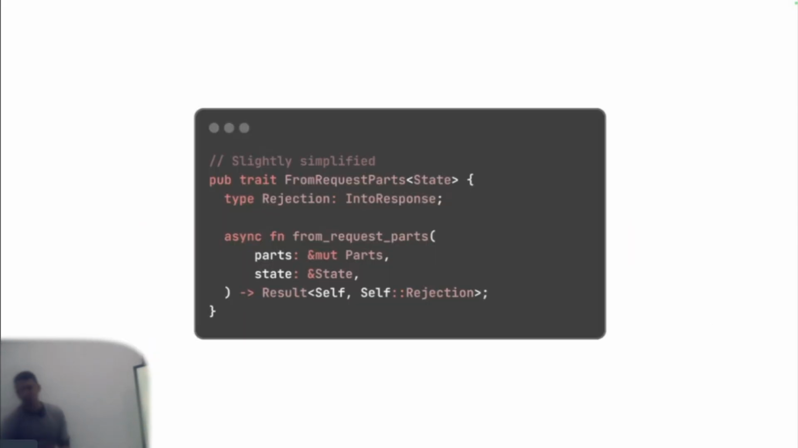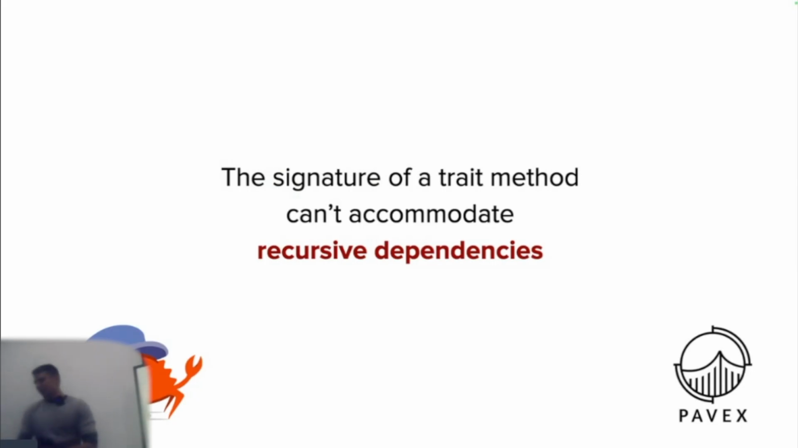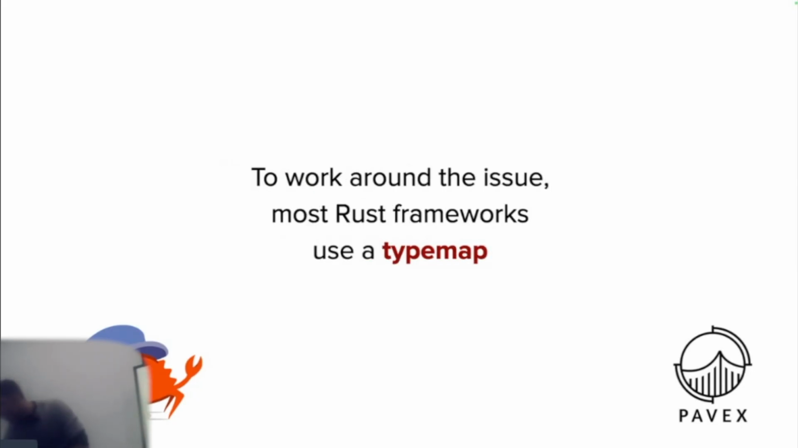Now, if we go back to the definition of the trait, which is right here, this allows you in the request handler to inject a bunch of types. But you can't inject anything. And that's because if you try to implement a trait, the trait implementation must match exactly the trait definition. If, to extract, let's say, the user ID, you need access to the session state, there's no way for you to take the session state here as an input, because that would violate the contract of the trait. So the trait method cannot accommodate recursive dependencies.